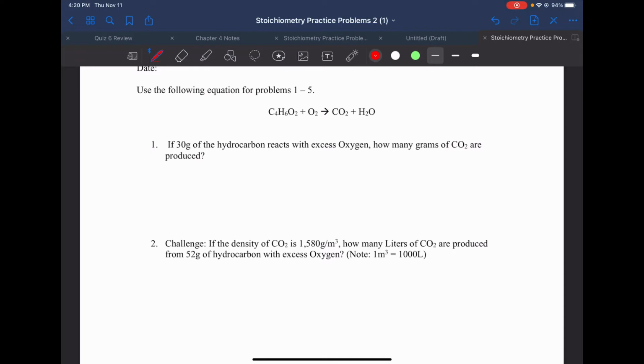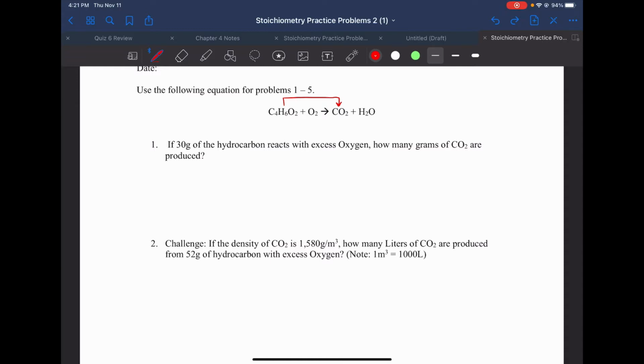Number one reads, if 30 grams of the hydrocarbon, so the hydrocarbon here we're referring to C4H6O2, reacts with excess oxygen, and that's oxygen gas, how many grams of CO2 are produced? It may be beneficial for us to write out where we're starting and where we're going. We're starting with 30 grams of the hydrocarbon and we're going to grams of CO2. Next, we should always balance our reaction first.